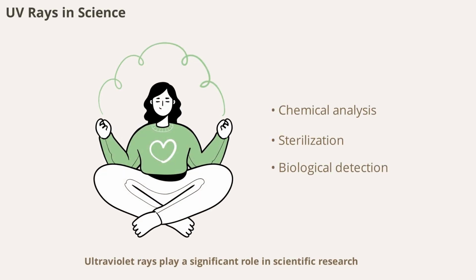Ultraviolet rays play a significant role in scientific research. They are used to study chemical reactions, detect biological materials, and sterilize equipment. UV spectroscopy is a powerful tool in chemistry and biology, allowing scientists to analyze substances at the molecular level.